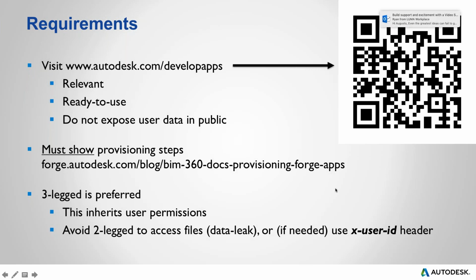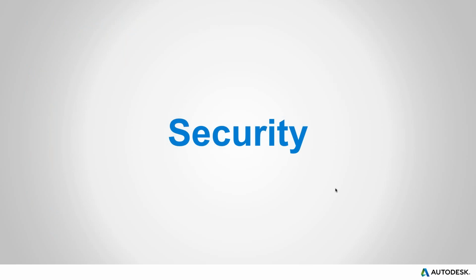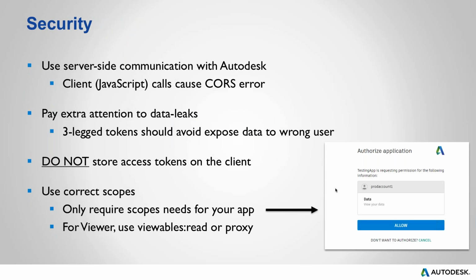Okay, so moving forward. That comes to security. That's all about security as well. As I said, use server-side communication with Autodesk. If you have a web app and the client, meaning the browser, tries to call Autodesk APIs directly, that may cause a CORS error. That will not happen on BIM 360 Team, but will happen on BIM 360 Docs. So ideally, do not call the Autodesk server from the client. If the client is a browser or a desktop application, avoid that, because that's a security risk.